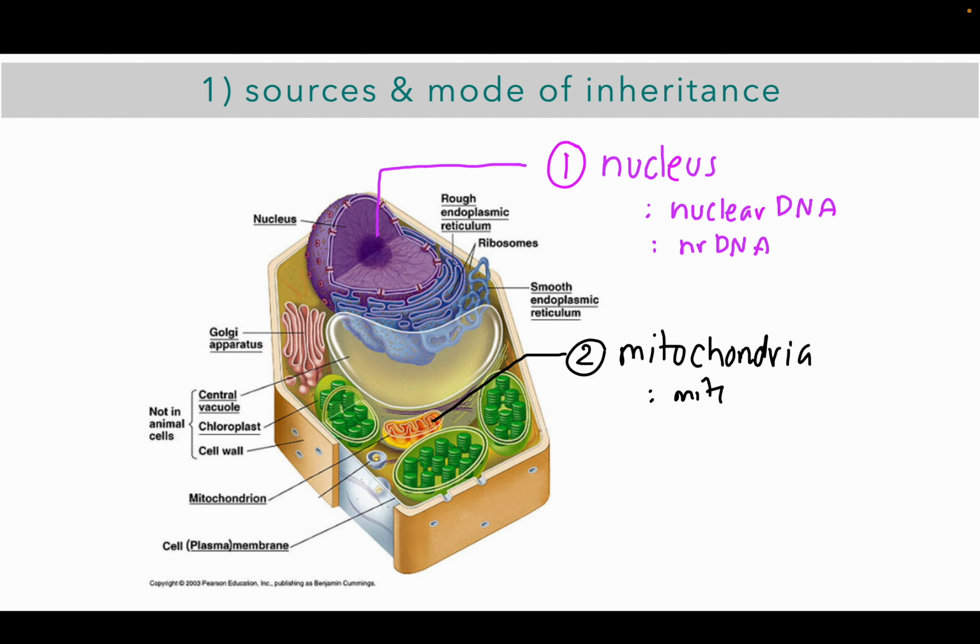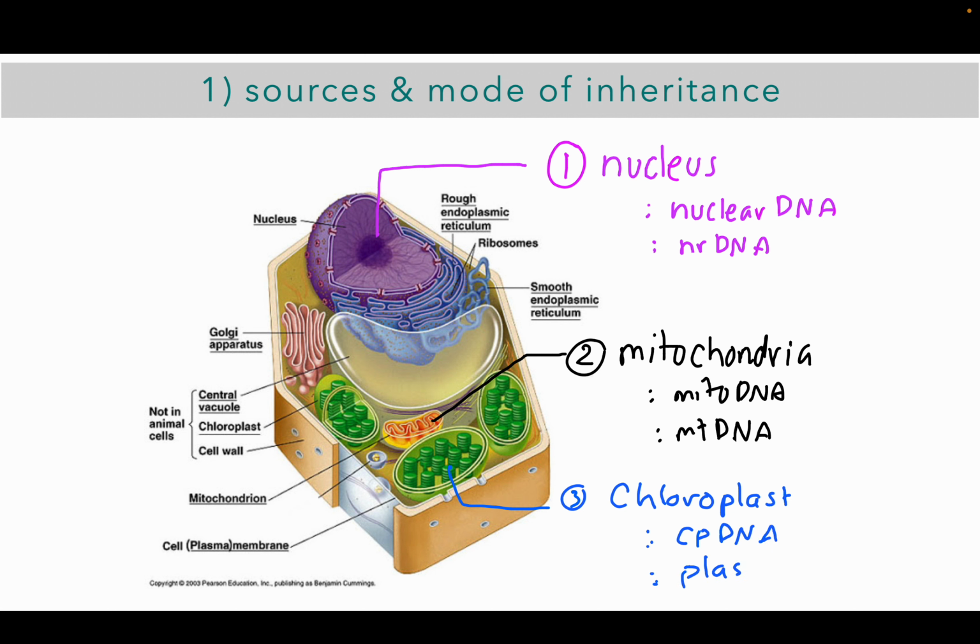Shortened, it is either mitoDNA or mtDNA. And one last place you can get your DNA is the chloroplast. Chloro means green, plast means body. This is usually written cpDNA for chloroplast, or sometimes just called plastid DNA. Not plastic. Plastic is your bag.